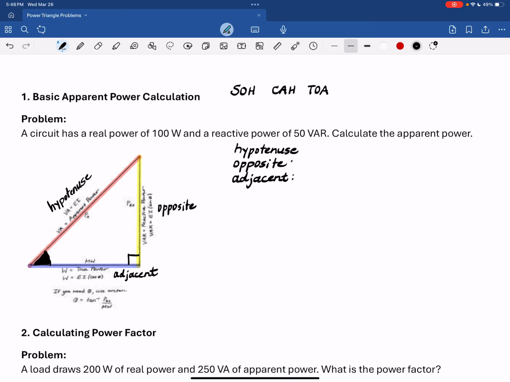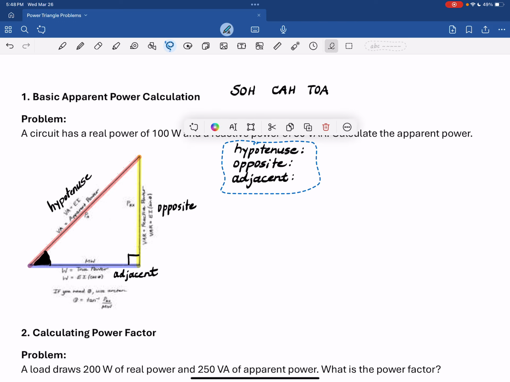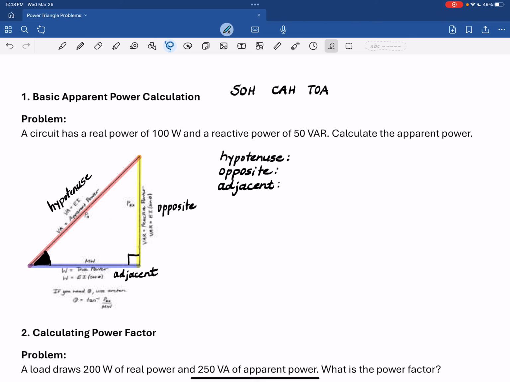And I'm going to make a copy of this so you don't have to watch me write that every time. At least that's the plan. So let's see. All right, so it's really important that you identify these pieces correctly. So hypotenuse is indicated with the variable VA. Opposite is VAR. And adjacent is W. So those variables relate to these pieces.